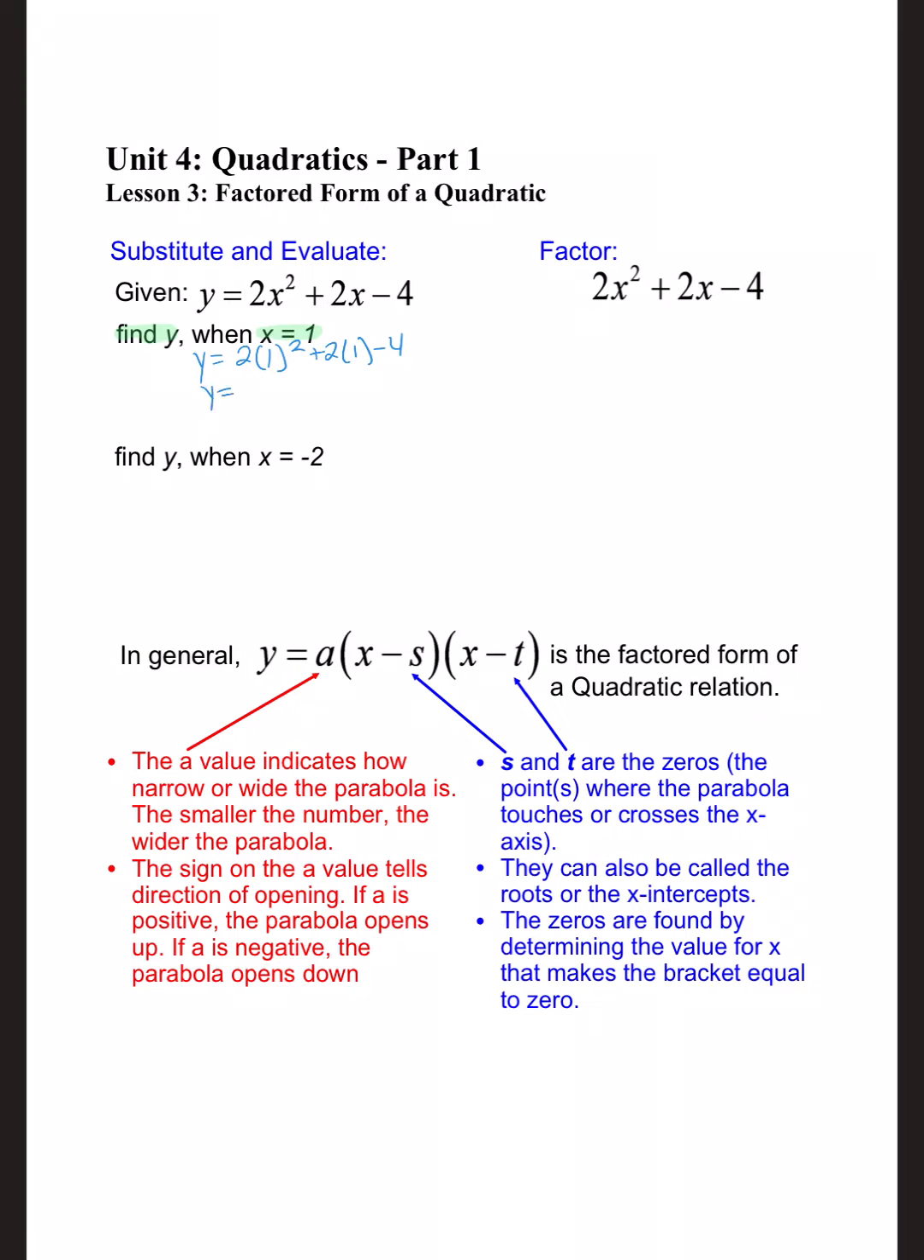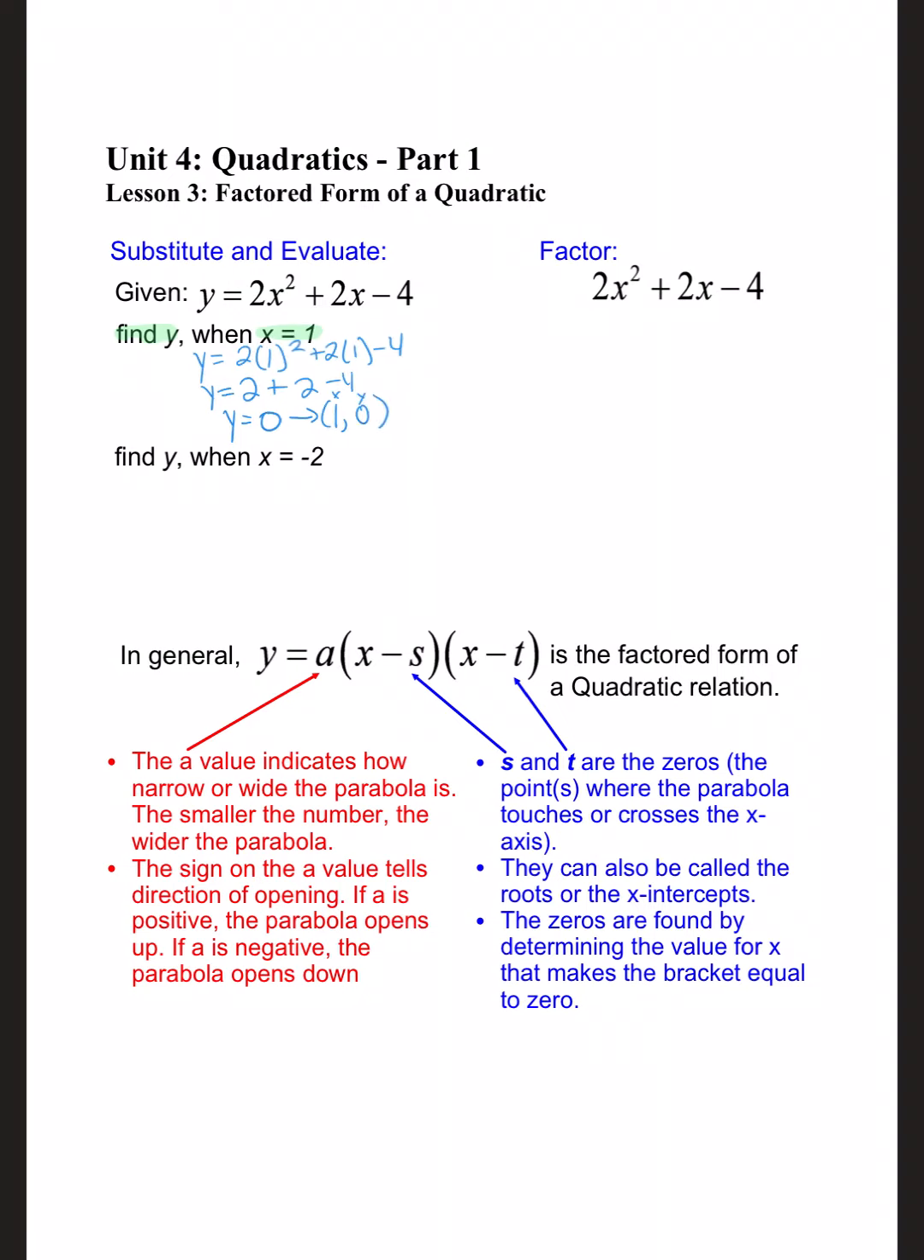Okay, so 1 squared is 1. 1 times 2 is 2. 2 times 1 is 2, minus 4. So y equals 2 plus 2 is 4, 4 minus 4 is 0. Okay, so we could actually list this as a point, right? When x is 1, y is 0. That's our y, right?